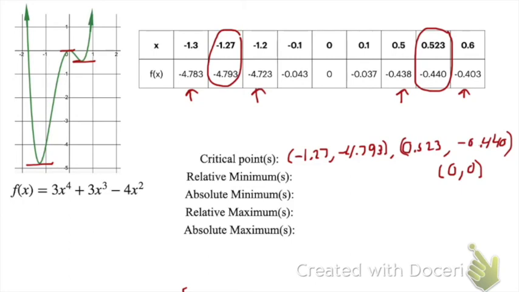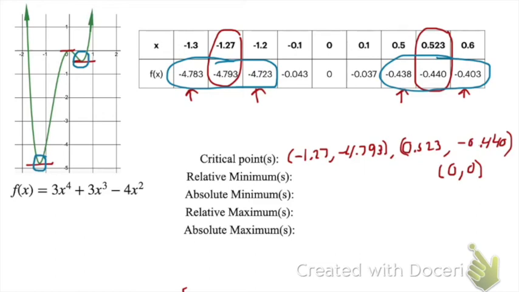Then we're looking for relative mins. Where are the low points on our graph? Well, our low points are right here and right here. And this is what's going to show that numerically. I'm giving you my critical point, and then I'm giving you something to the left and to the right of it. And it demonstrates that we are indeed going down, and we have a low point at negative 1.27 and one at 0.523.